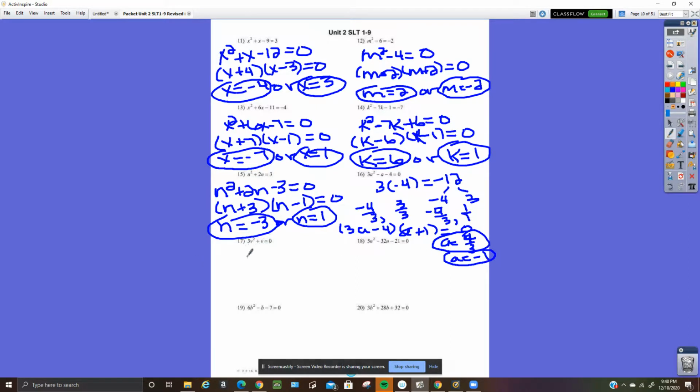And then 17 you can factor out a b. So b equal 1, or b equals 0, or -1/3.